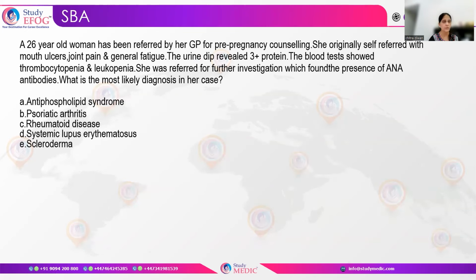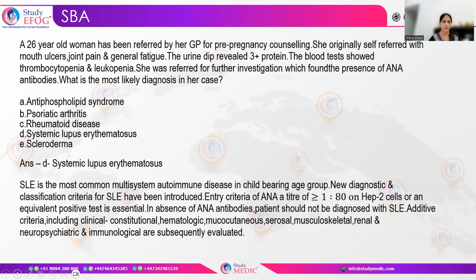Remember, ANA positive can be nothing else other than SLE. So it is systemic lupus erythematosus. Remember, ANA antibodies is the most important one. And then you should have the other clinical criteria and the points should be more than or equal to 10.